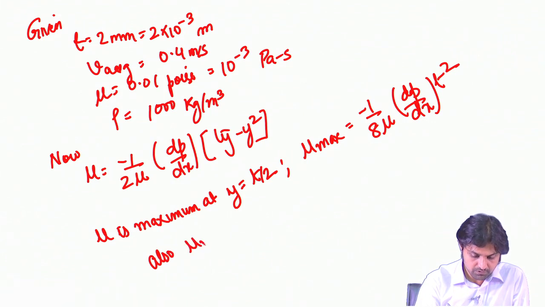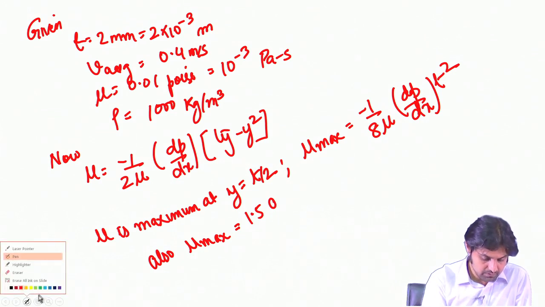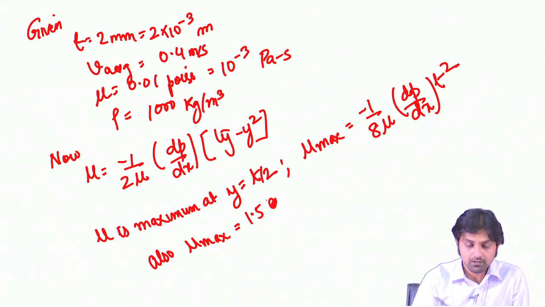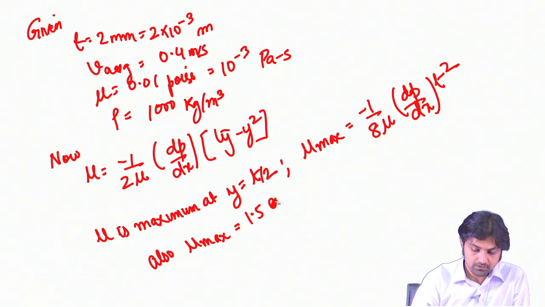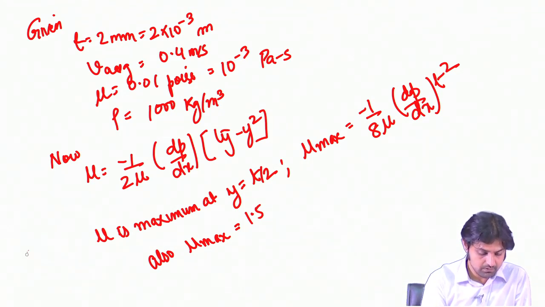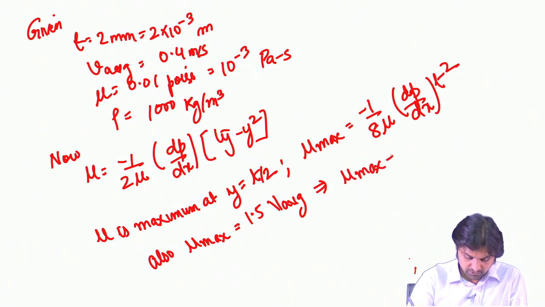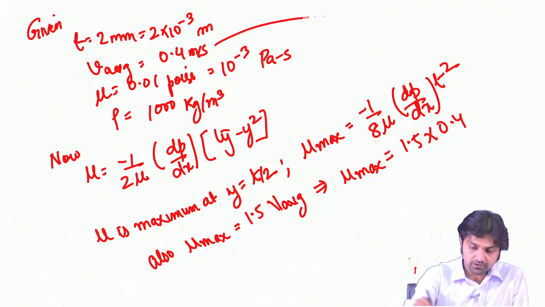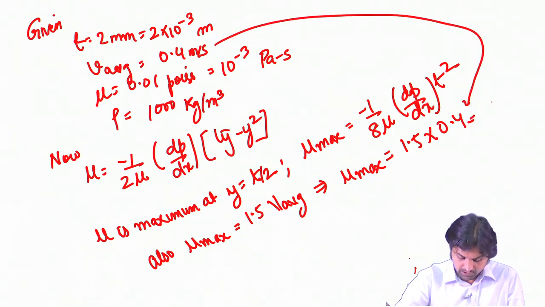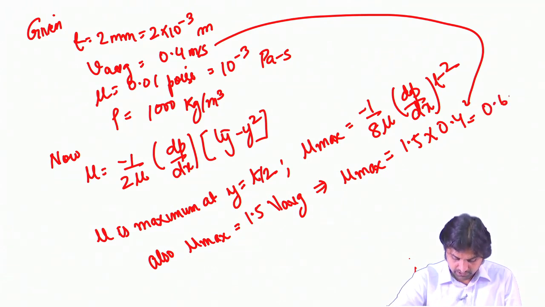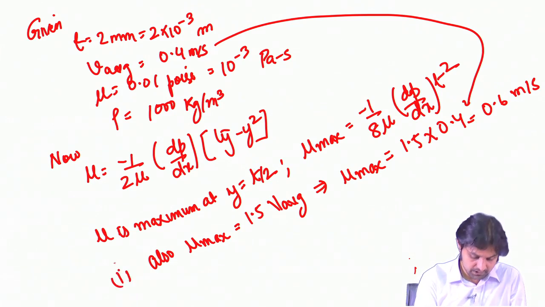Also, U max is equal to 1.5 times V average. This implies that U max is equal to 1.5 times 0.4, and that comes out to be 0.6 meters per second. So that is the first part.